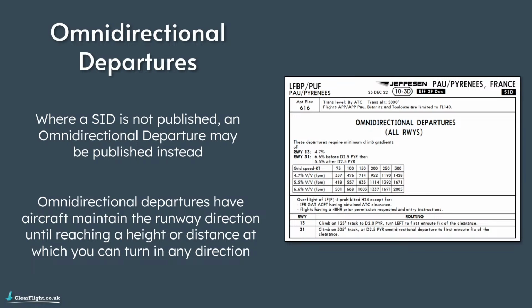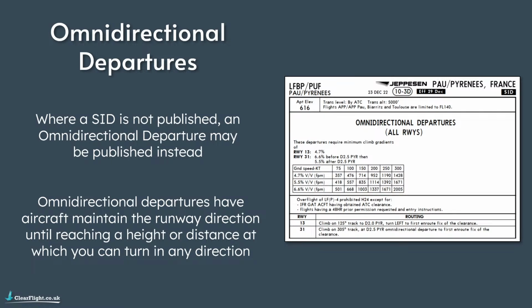Using this example here on the right, we can see for runway 13, the routing on the bottom says climb on 125-degree track to D2.0, the Papa Yankee Romeo, then turn left to the first en route fix of your clearance. Essentially what they're saying is you've got to climb straight ahead. Once you're 2 miles from the airport, it's then safe for you to turn left in any direction, flying to whatever your first waypoint on your flight plan is.